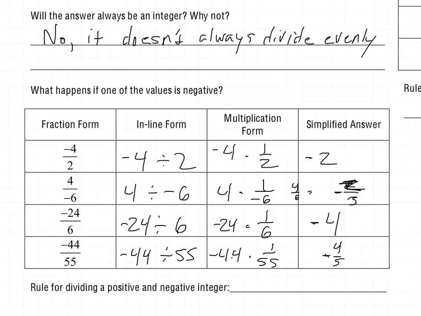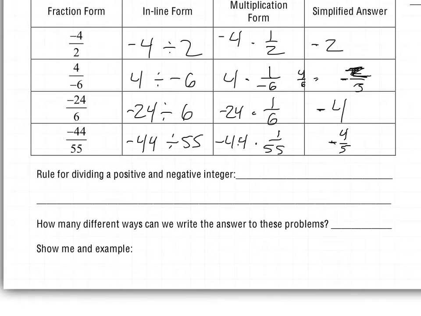And I'm going to put the negative out to the side. So looking at this, you should be able to start to draw some conclusions. Here we have a bunch of problems where we always have a negative and a positive in our division, and we can see what the result is in our answer here. So please go ahead and write down what you believe the rule for dividing a positive and negative integer should be.